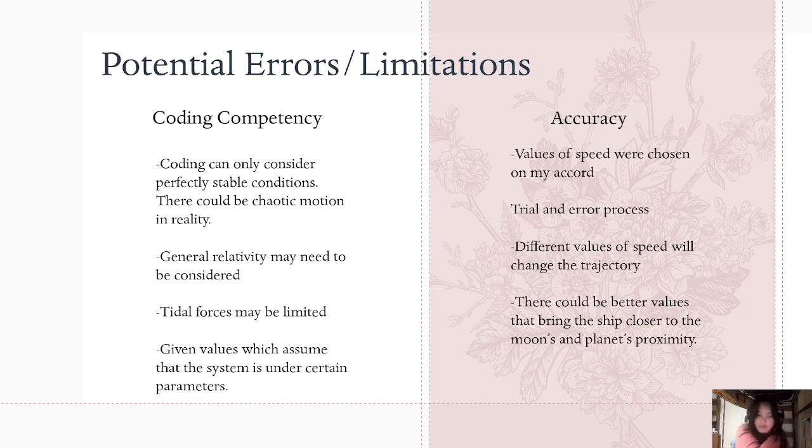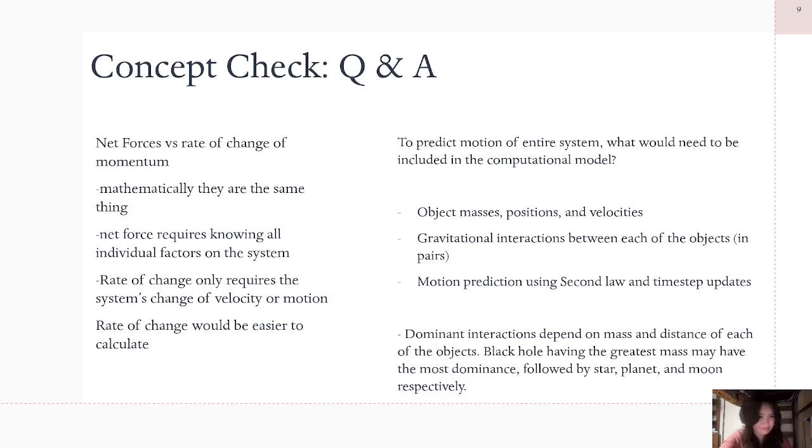In terms of accuracy as well, finding the velocity that would yield that code was a trial and error process. Different values will create different trajectories, and there could be better ones that create one within proximity to the moon and the planet, or there could be one that creates more of a figure 8. But for the purpose of this lab, the velocity I had chosen had successfully done its job.